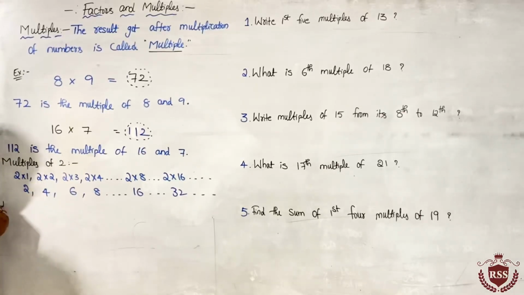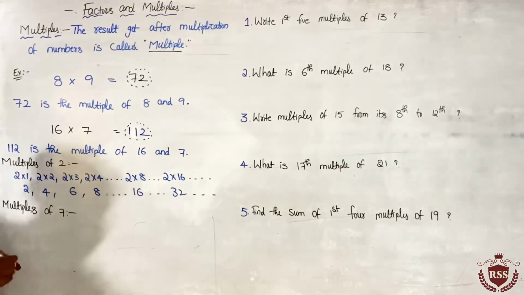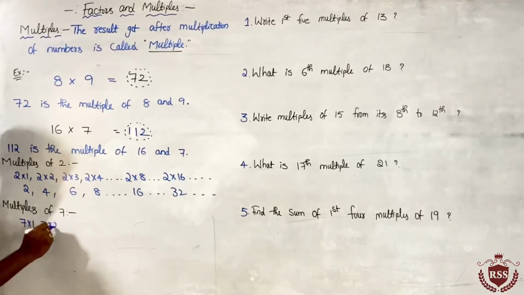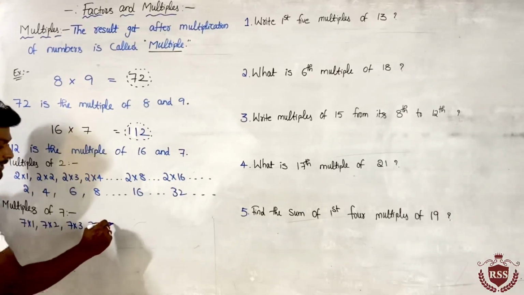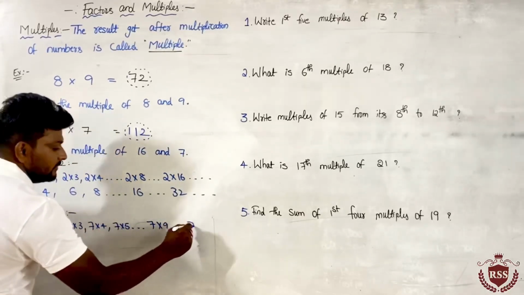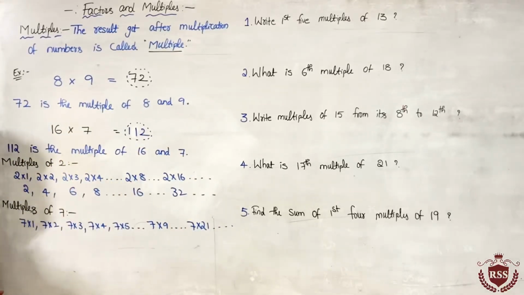Next, if we need to write the multiples of any number, you can write multiples of 3, multiples of 8, multiples of 7. Let's consider the multiples of 7. Simply, 7 needs to be multiplied with the natural numbers: 7 1s, 7 2s, 7 3s, 7 4s, 7 5s and so on, 7 9s and so on, 7 21s and so on. You can consider any natural numbers. All these are multiples of 7.